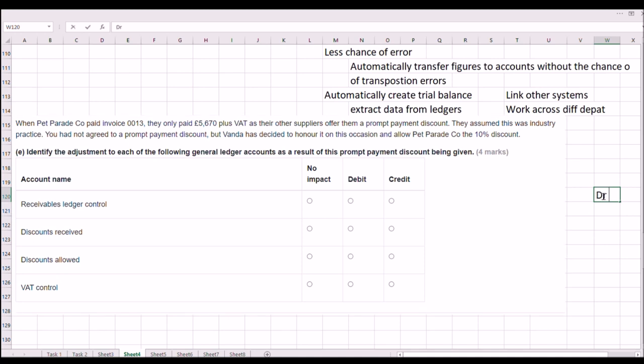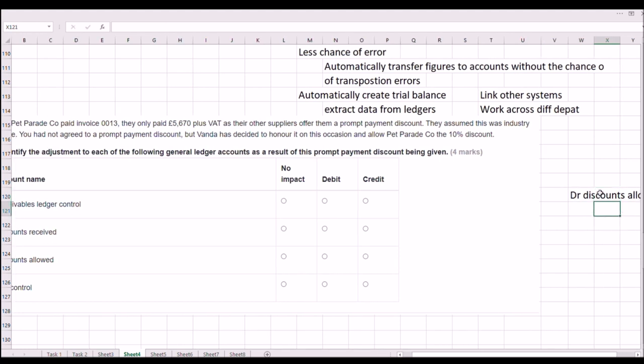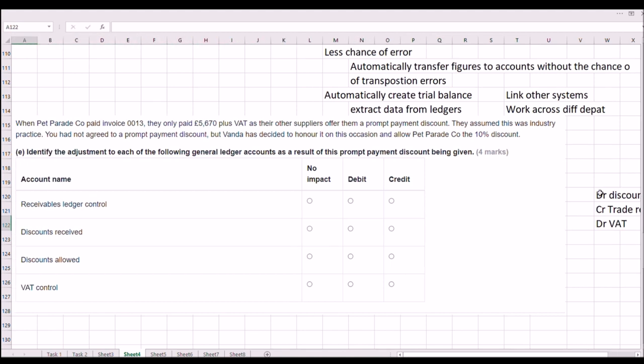So we're going to debit discounts allowed, and we're going to credit trade receivables, and also going to debit the VAT that we don't have to pay. Right, okay, so what do we have then here? I was going to set up and start doing the actual journal there, but we don't need to do that. Receivables ledger control then: we've gone credit receivables ledger control. Discounts received, no impact. It's not a discount received, it's a discount allowed. Debit discounts allowed, and debit the VAT control account.